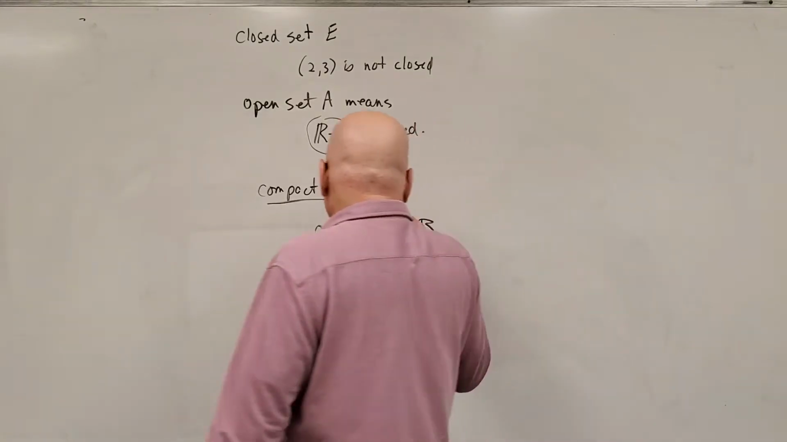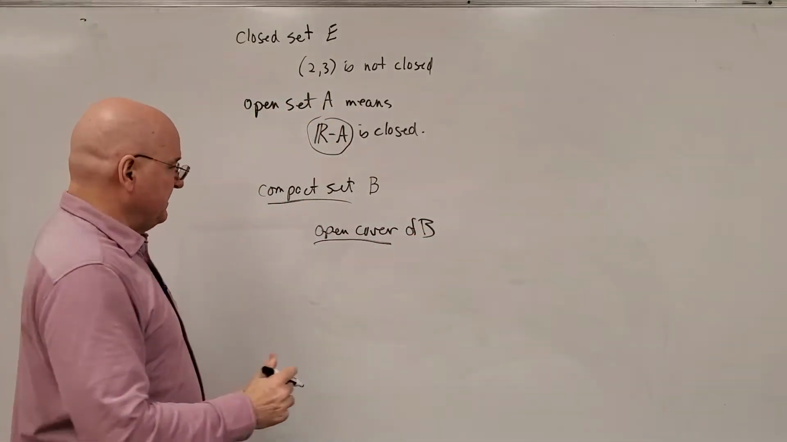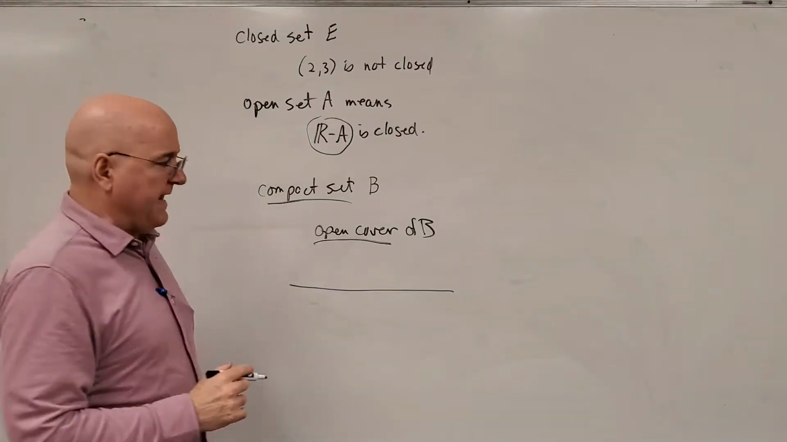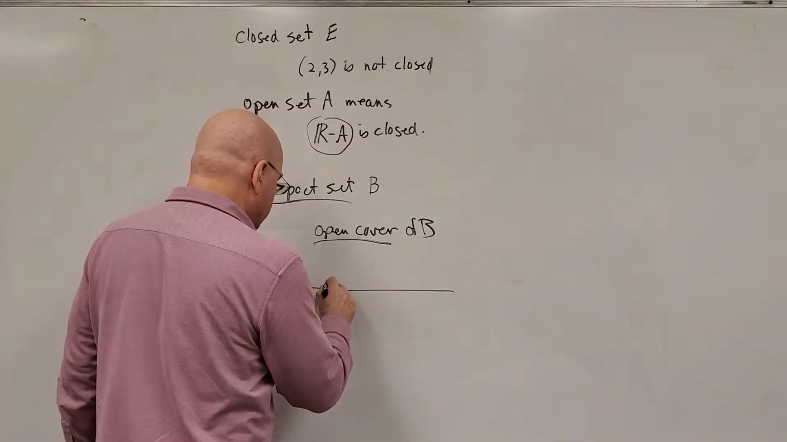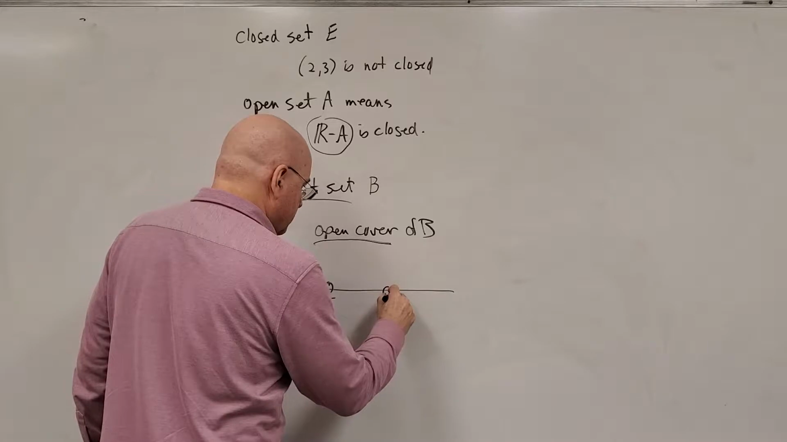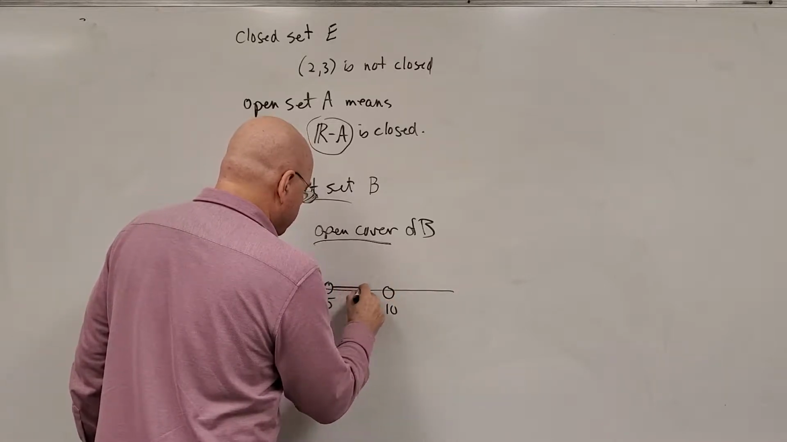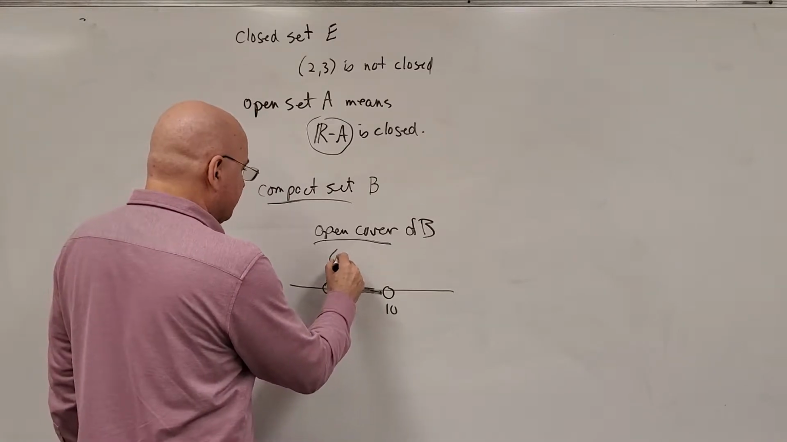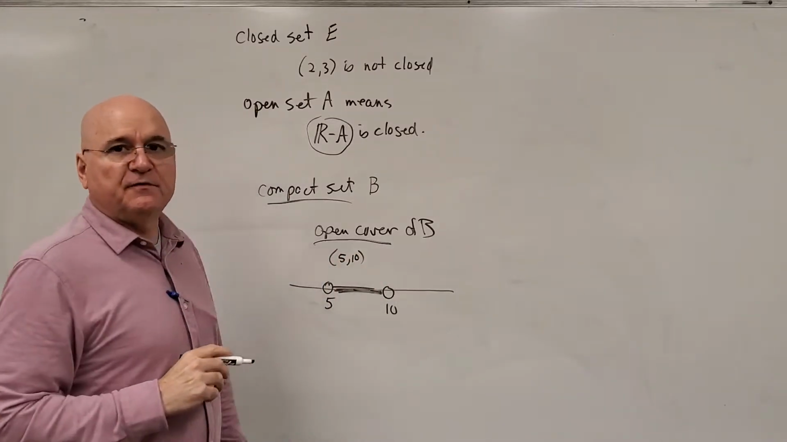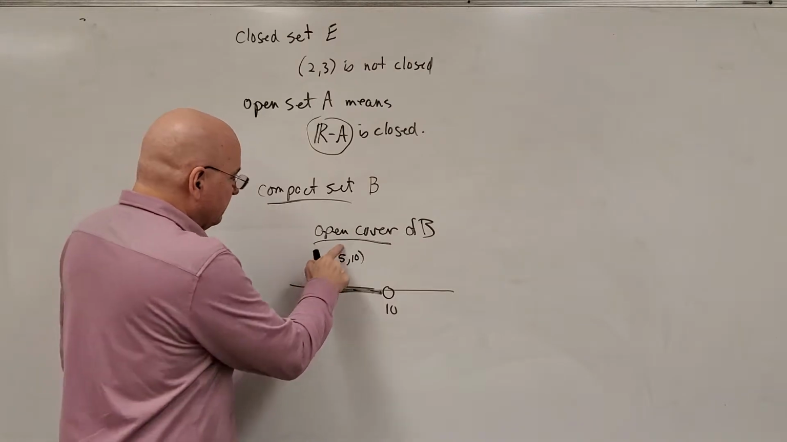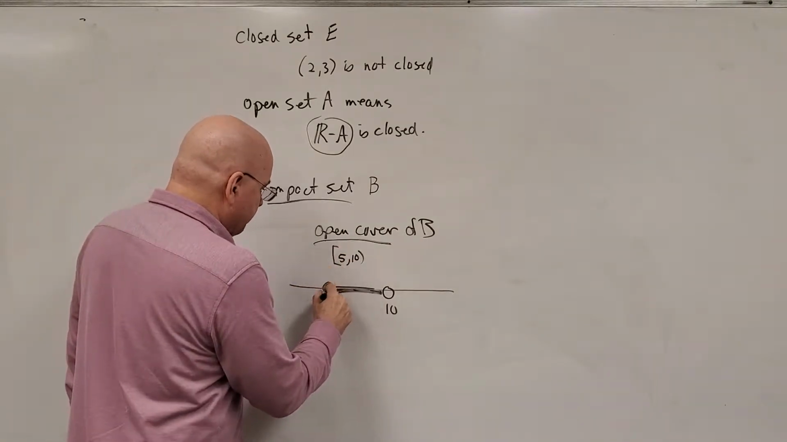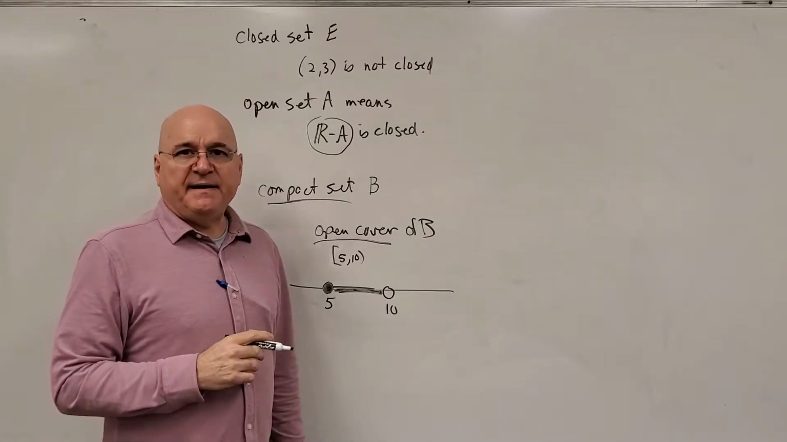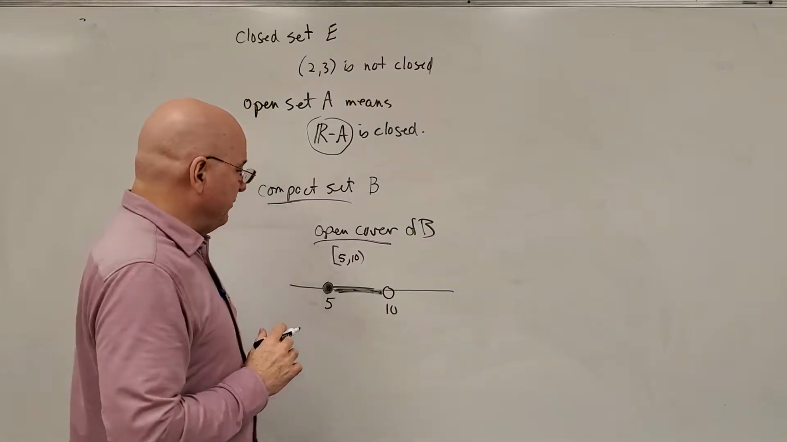Now let's give an example, again similar to one we've already seen, of a set that is not compact. What I've shaded on the real line is the open interval from 5 to 10. And actually, let's make it closed on one side. This is not a compact set, and I can give an example.